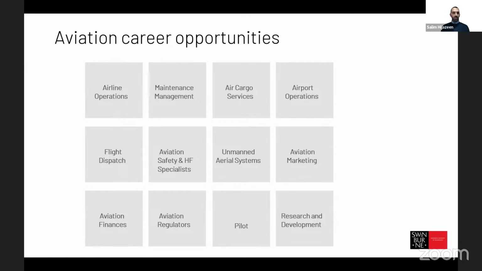You don't have to end up at an airline or an airport. You can end up in, say, maintenance or air cargo operations, which is much smaller than passenger operations for some countries. But some countries, such as, say, Hong Kong, I know Cathay Pacific have a huge cargo operation, especially with the 747-8s. So you can look at it from that perspective also. Flight dispatch, if you're interested in that, it's more so about, say, weight and balance for an aircraft, creating the flight plans. Aviation safety and human factors, that's very interesting.